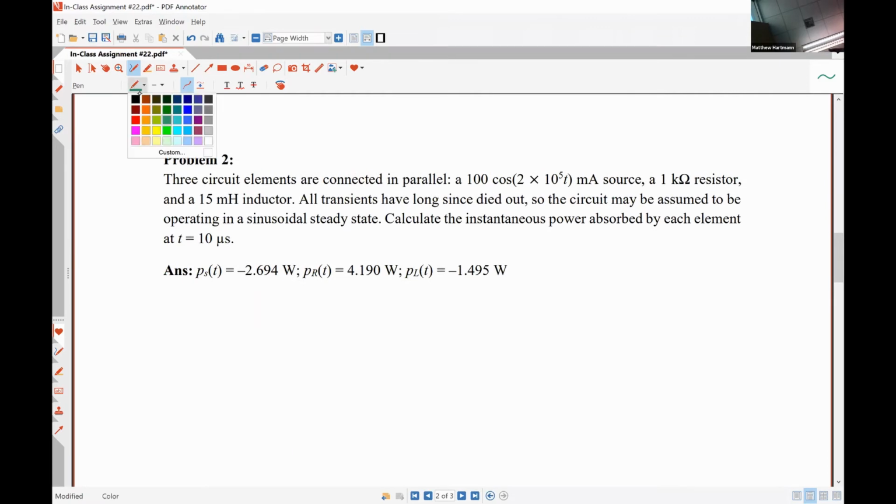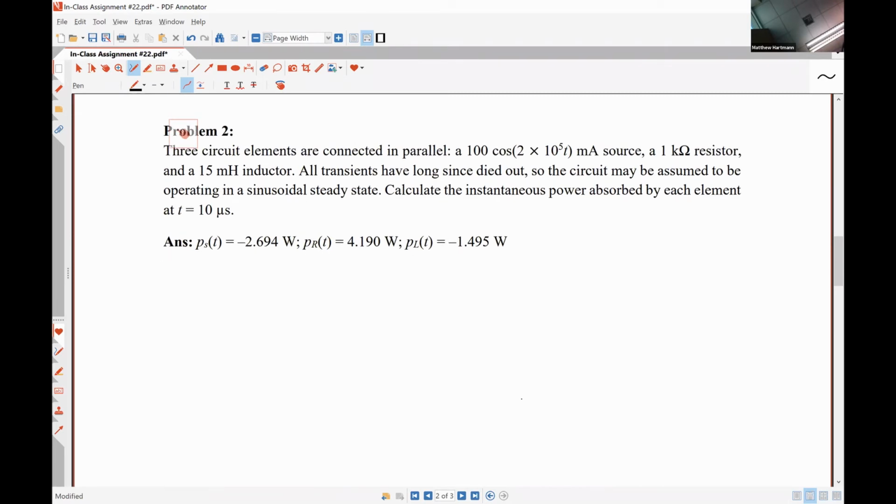Problem 2, we're told that we have 3 circuit elements connected in parallel, a current source, a resistor, and an inductor. All of the transients have long since died out, so we're assuming that we're operating at sinusoidal steady state, and we want to calculate the instantaneous power absorbed by each element at t equal to 10 microseconds. So the first thing that I would do here would be to draw the circuit, but probably in the frequency domain.